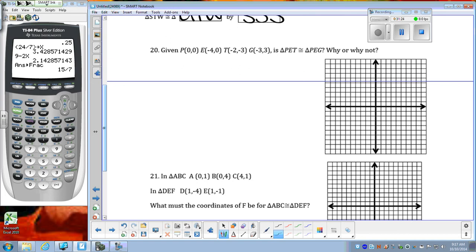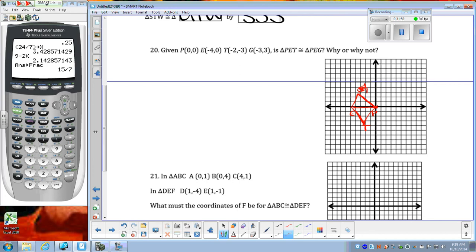All right, I want to plot all my points. P is 0, 0. E is negative 4, 0. T is negative 2, negative 3. And W is negative 3, positive 3. All right, I want to figure out, G, this is G, not W. I want to figure out, is PET congruent to PGT?